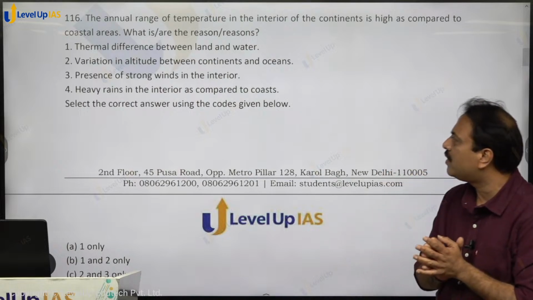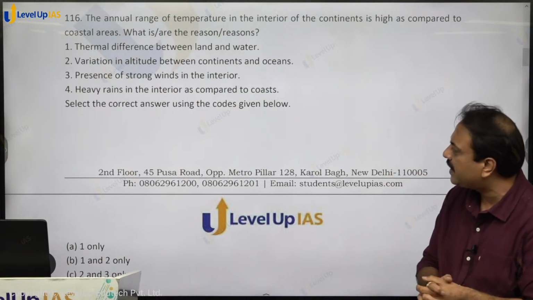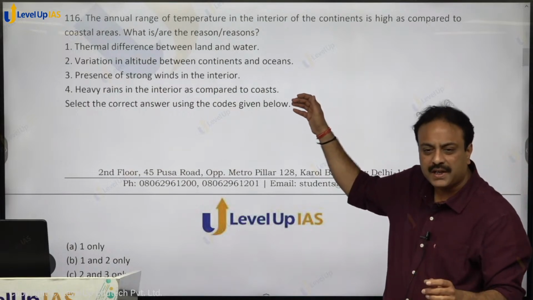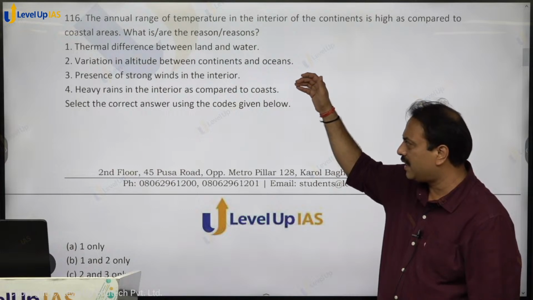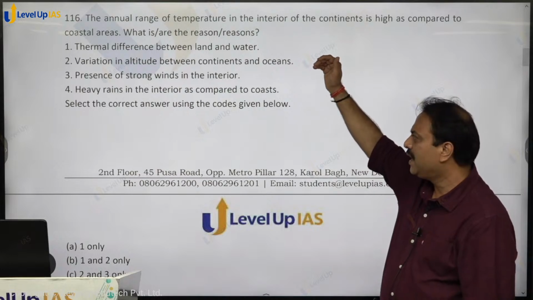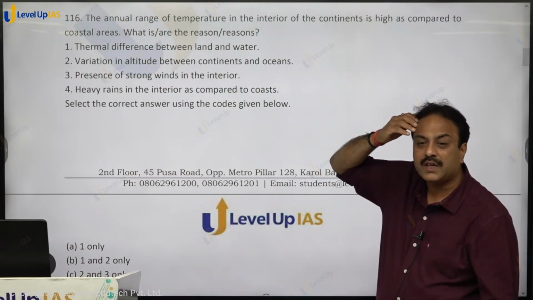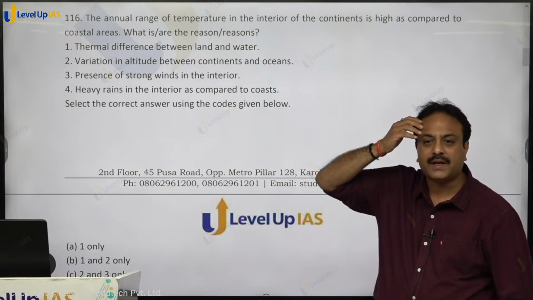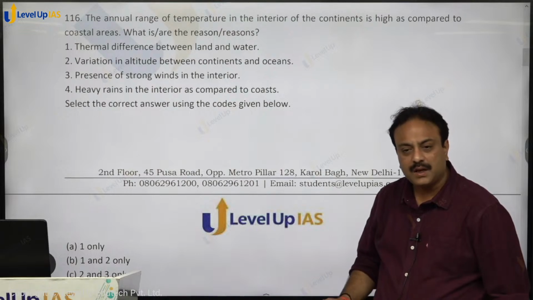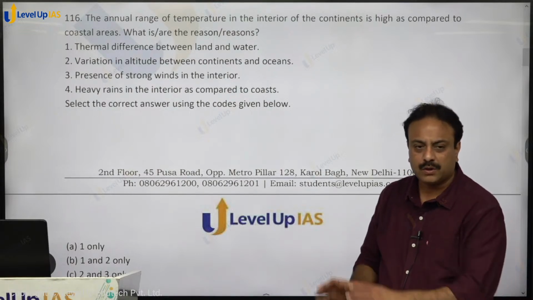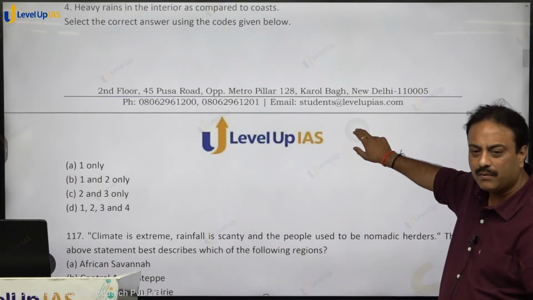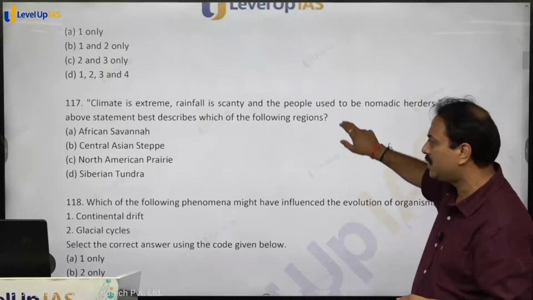Variation in altitude between continents and oceans, presence of strong winds in the interior, heavy rains in the interior as compared to coast. Heavy rains in the interior cannot take place, more rainfall takes place on the coastal area. Strong winds will be more in the coastal area as compared to interior of the continents. Variation in altitude between continent and ocean is not so much that it will become a deciding factor for the difference in temperature. Thermal difference between land and water is the most suited option which goes with the demand of the question. So, 1 is correct. So, option A, 1 only shall be the right answer to this particular question.